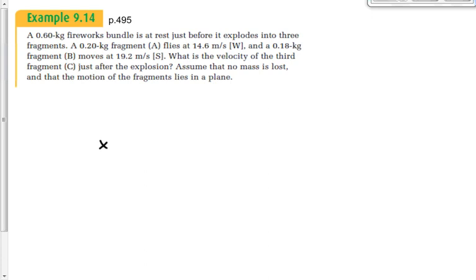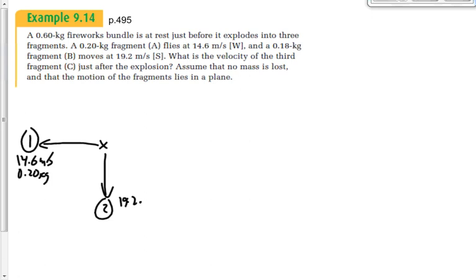Here's my explosion point. We have a piece that goes to the west. We're going to call that piece 1. I don't want to call it piece A because I don't like letters, I like numbers. But in the end, if you want to call it piece A, go ahead. Piece 1 or piece A has a velocity of 14.6 meters per second, along with a mass of 0.20 kilograms. Now, piece 2 or piece B, whatever you want to call it, is going to the south. So we're going to draw it going this way to the south. Object number 2, 19.2 meters per second with a mass of 0.18 kilograms.